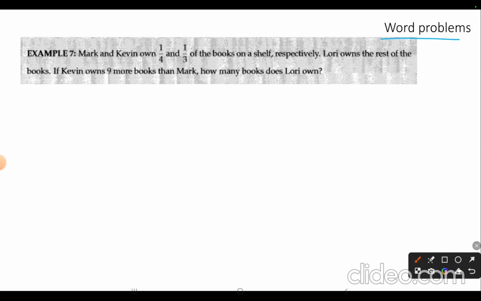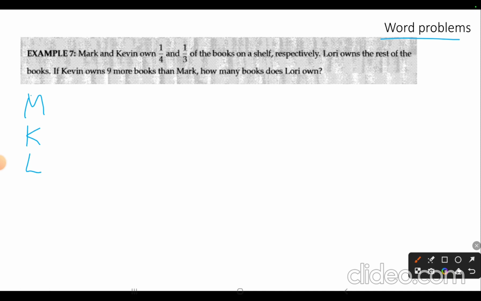Mark and Kevin own 1/4 and 1/3 of the books on a shelf respectively. Lori owns the rest of the books. If Kevin owns 9 more books than Mark, how many books does Lori own? We should understand firstly that we have 3 boys, Mark, Kevin and Lori. Let's write it, Mark, Kevin and Lori.